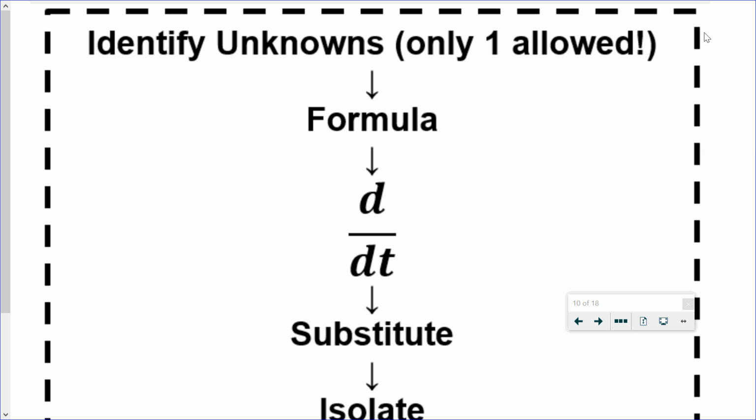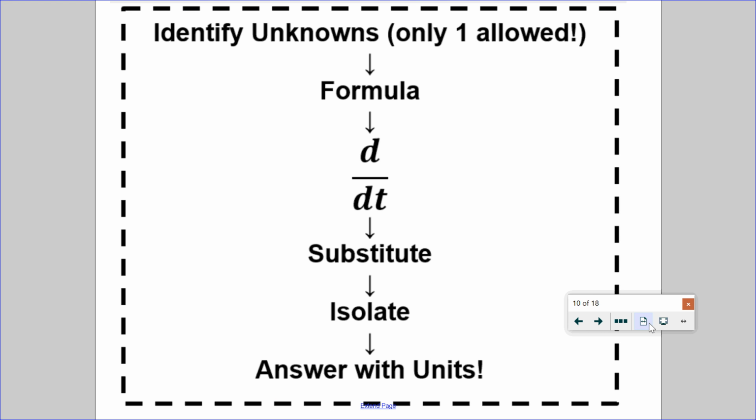Again, to recap, here are my steps. I'm going to identify all my unknowns, remembering only one unknown is allowed, state my formula, take the derivative with respect to time, substitute everything in, isolate for the quantity that I want, and don't forget to answer with units. I'm going to take you through 3 different examples.